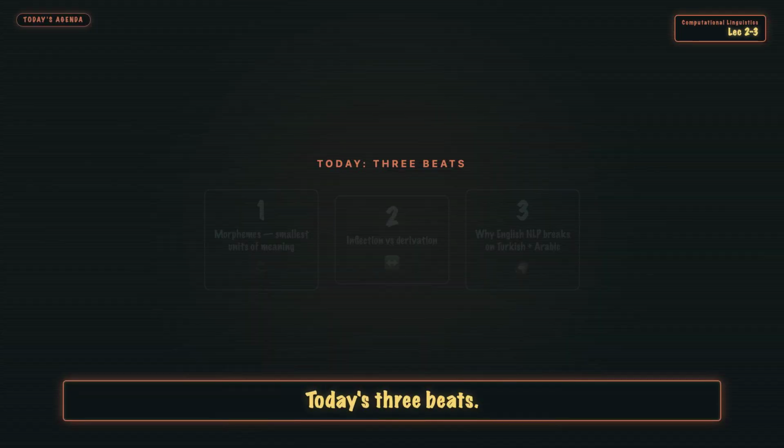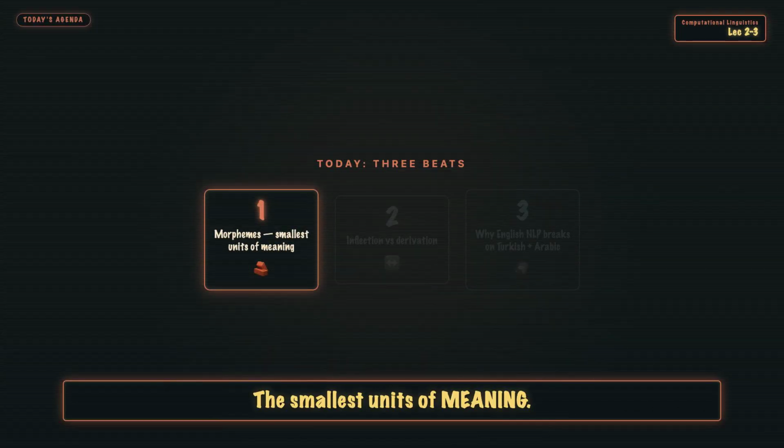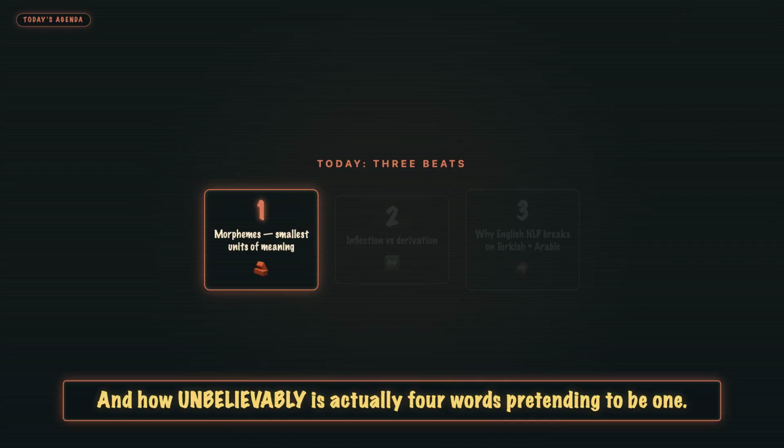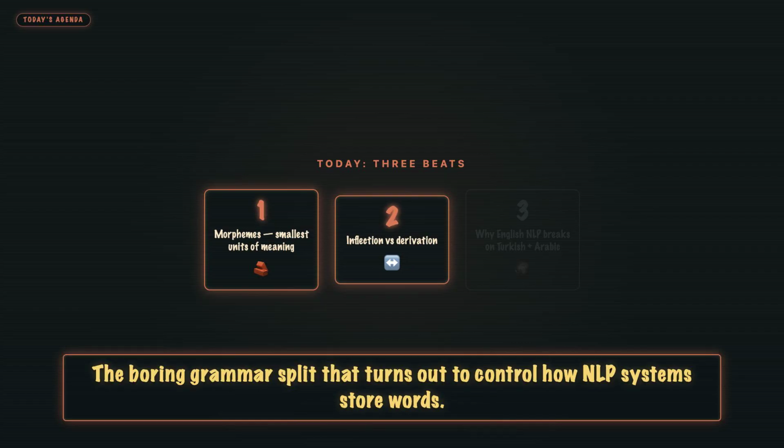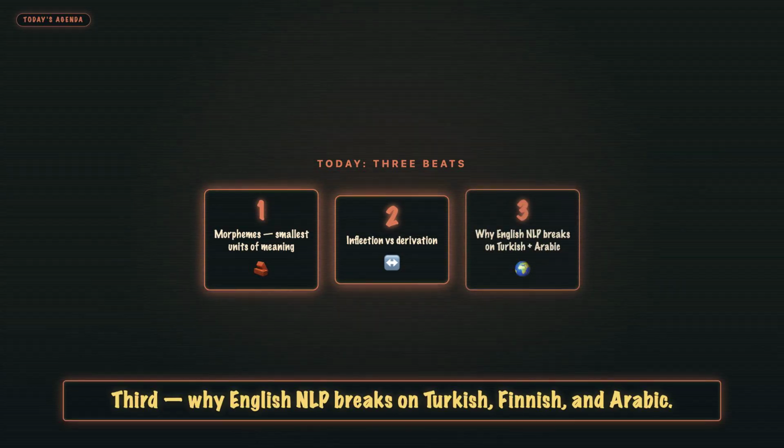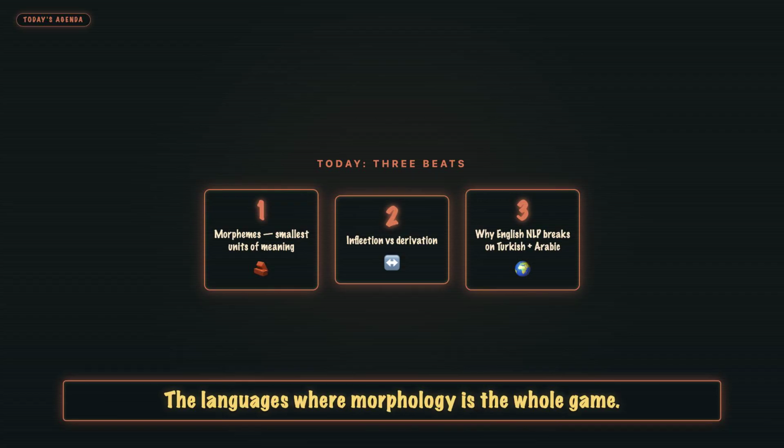Today's 3 beats. First, morphemes, the smallest units of meaning, and how unbelievably is actually 4 words pretending to be 1. Second, inflection versus derivation, the boring grammar split that turns out to control how NLP systems store words. Third, why English NLP breaks on Turkish, Finnish, and Arabic, the languages where morphology is the whole game.